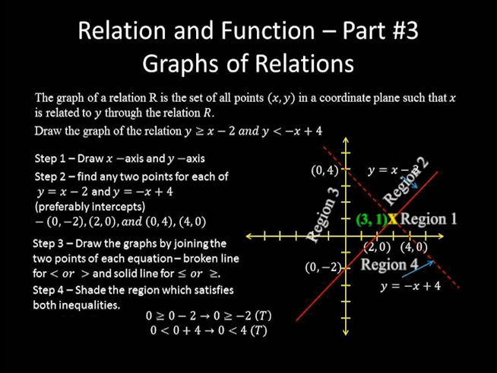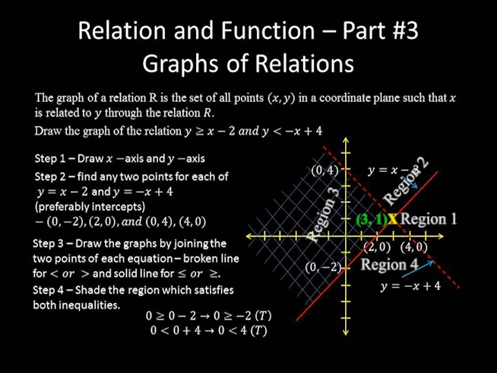We have to show this region by shading or drawing boxes like this. If (0, 0) failed to satisfy either or both of these inequalities, we would have to proceed to check an ordered pair in the other regions until we find the ones that satisfy both inequalities.